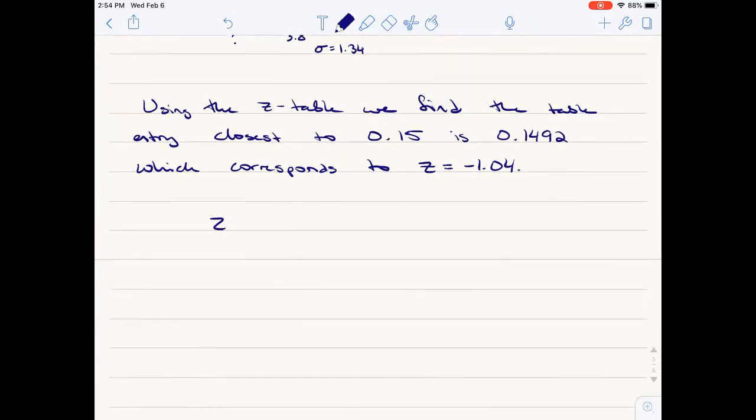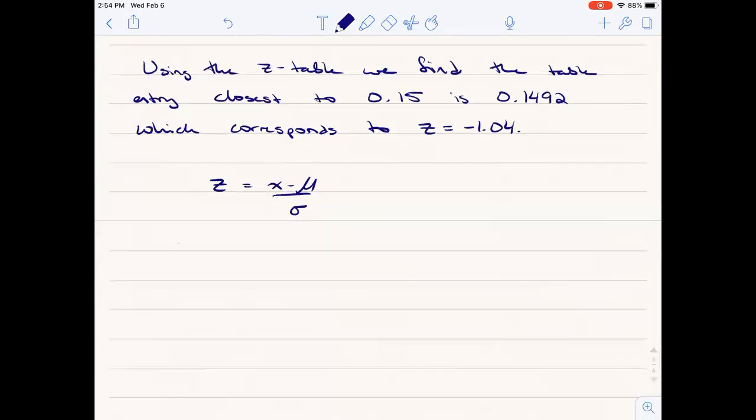And so we can say Z is X minus mu over sigma. Now I know Z is negative 1.04, and I'm trying to solve for X. Mu is still 3.8, and sigma is still 1.34. Or if you're having a peek at your formula sheet, you could also use X is mu plus Z times sigma. I think that's the order I have it on. Which is just that same equation, rearranged, solved for X. So whichever way you prefer.